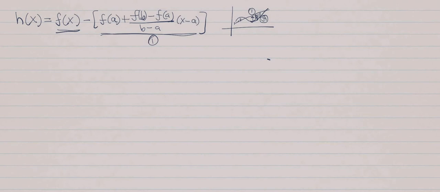Now we know that f of x is continuous on [a, b], and this whole equation is also continuous on [a, b], which means that h of x is also continuous on [a, b]. And because f of x is differentiable on (a, b), and the line segment, equation 1, is also differentiable on (a, b), this implies that h of x is also differentiable on (a, b).